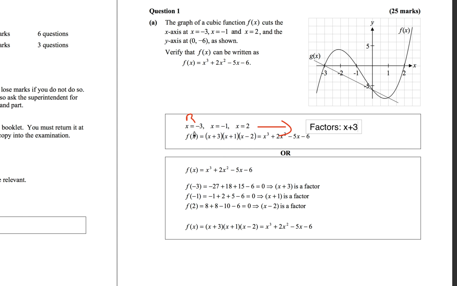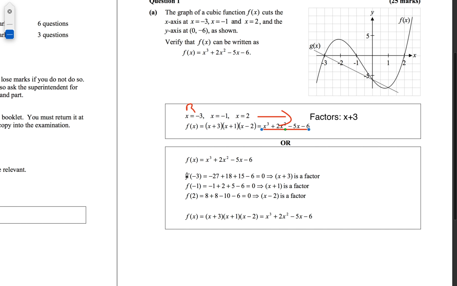Okay, so the three factors are x plus 3, x plus 1, and x minus 2. Multiply these out, and you get this. Proven.